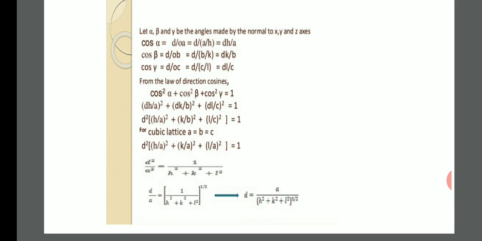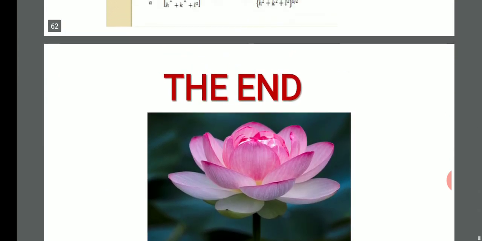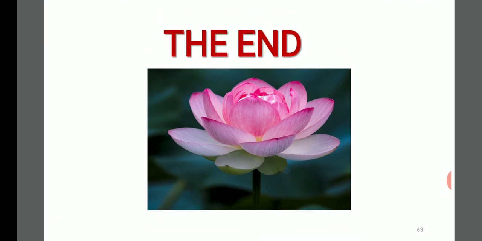For a cubic lattice, a equals b equals c, so d square times [(h by a) square plus (k by a) square plus (l by a) square] equals 1, or d square by a square equals 1 by (h square plus k square plus l square), or d by a equals root over 1 by (h square plus k square plus l square), or d equals a by root over (h square plus k square plus l square). So today's lecture is finished. Thank you.